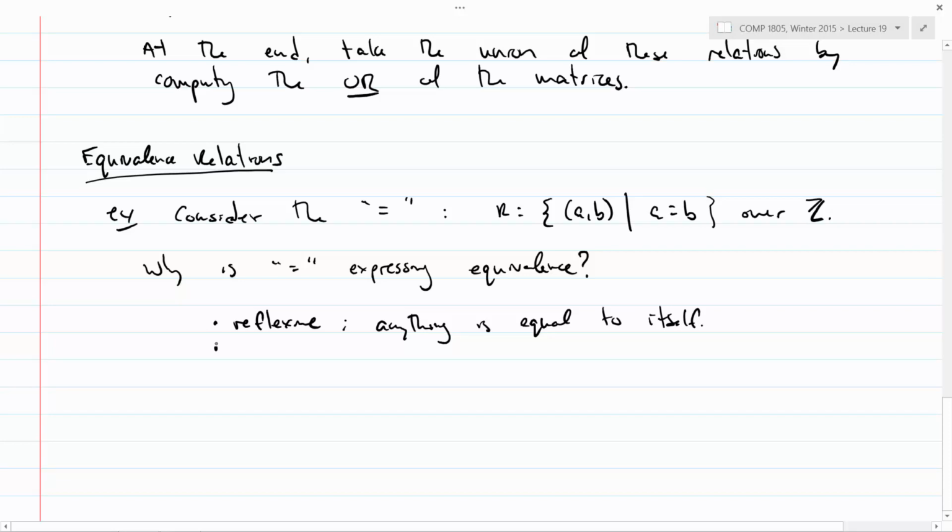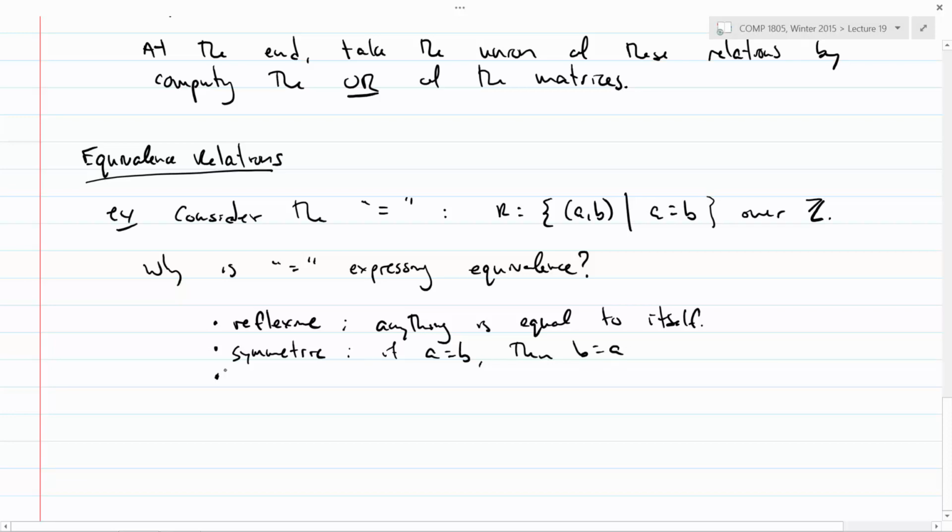What about symmetry? So should equivalence kinds of relations be symmetric? Yeah, they should be symmetric because if A equals B, then B equals A. It doesn't matter the order you look at them in. So it seems like they should be symmetric too. So if A equals B, then B equals A.